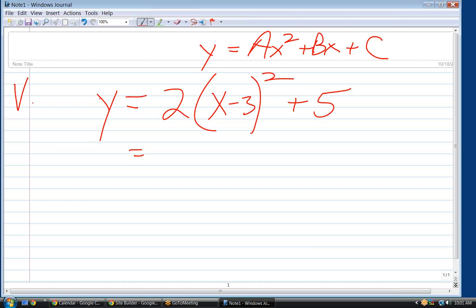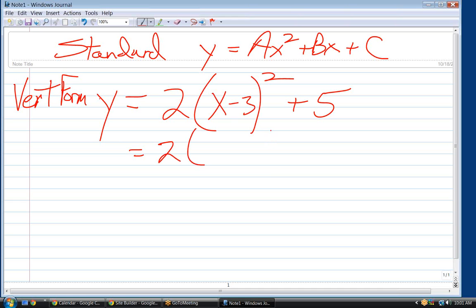So this is vertex form. Standard. So let's expand this out. What's x minus 3 squared? That's what we need to do first. In other words, just follow PEMDAS. We're going to do the parentheses and exponents first. So it's 2 times what? Wait, you don't boil it? You do. In other words, yeah, our first step is to do this.